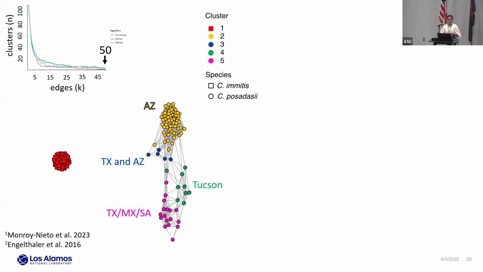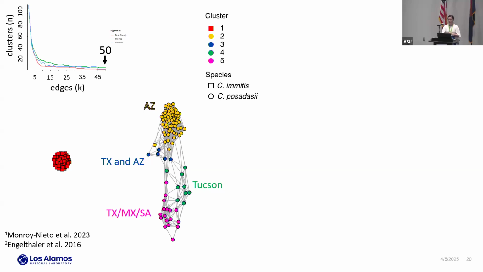And so this is the first network at a K of 50, which again corresponds to many edges and broad scale patterns of structure. Immitis corresponds to square nodes. Posadasii corresponds to circles. And in the network, Immitis groups very tightly together at a broad scale, which is not surprising, and that's what we would expect. But Posadasii suggests it's a much more diverse species, and then we can see, and I just broadly labeled the geographic regions where these samples were from.